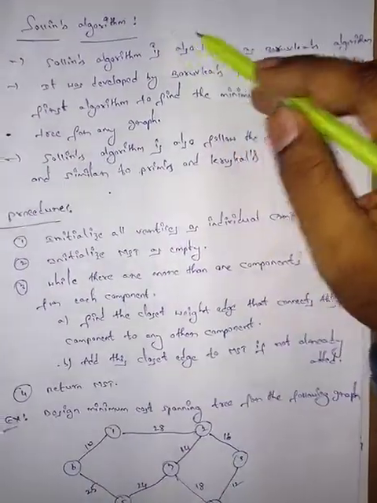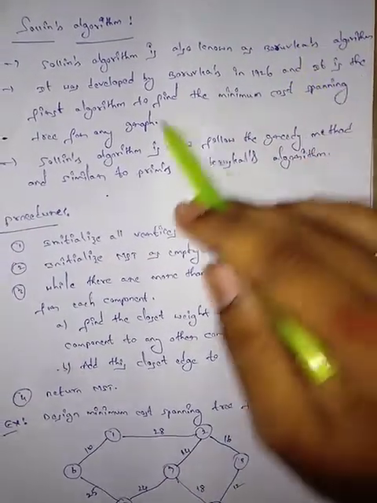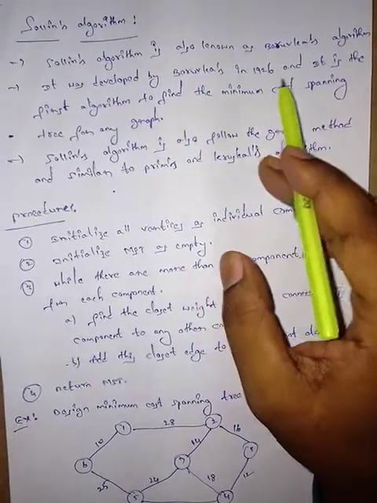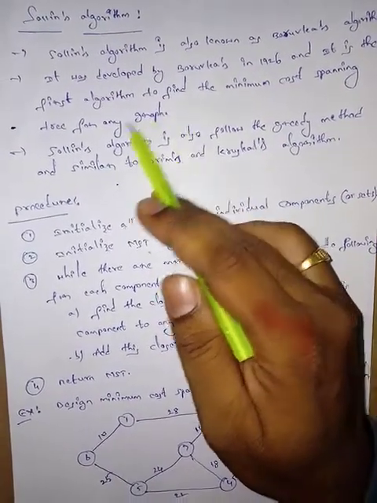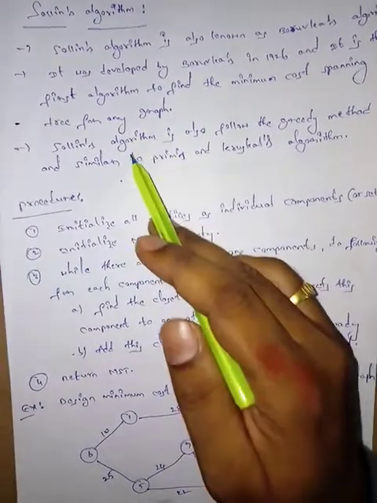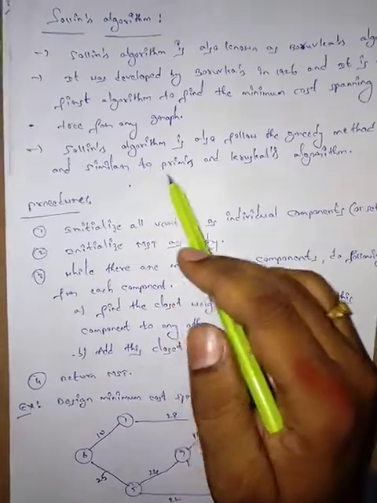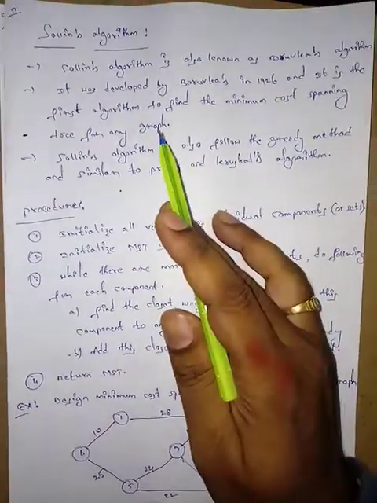Now the third one, Sollin's algorithm. Sollin's algorithm is also known as Boruvka's algorithm. It was developed by Boruvka in 1926, and it is the first algorithm to find the minimum cost spanning tree for any graph. Sollin's algorithm also follows the greedy method, similar to Prim's and Kruskal's algorithms, and this is the procedure for Sollin's algorithm.